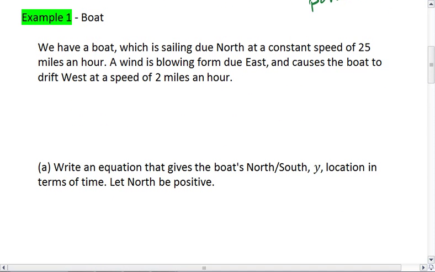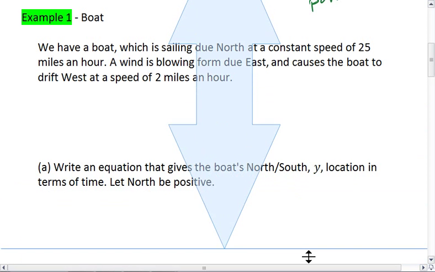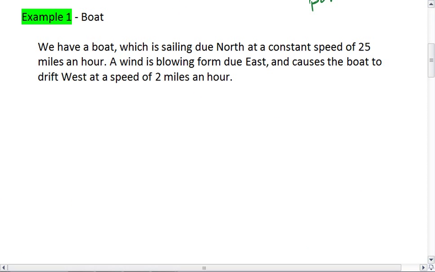Example 1 is the boat problem. We have a boat which is sailing due north at a constant speed of 25 miles an hour. Granted, I made up these numbers, so I have no idea how realistic they are. So just hang with me on this. So if we set up to be north, our boat is moving north at 25 miles per hour. There's our little boat.